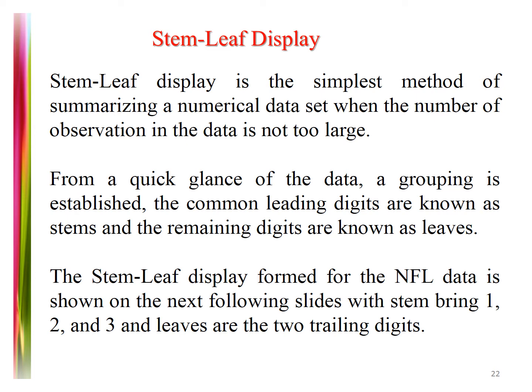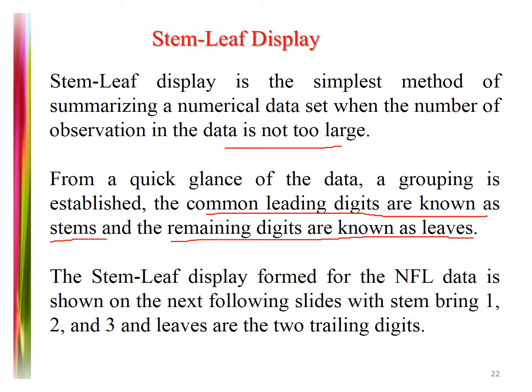Alright, so next, stem and leaf display. Stem and leaf display is the simplest method of summarizing a numerical data set when the number of observations is not too large. So this is a very easy way. From a quick governance of the data, grouping is established with the common leading digit known as the stem and the remaining digits known as leaves.